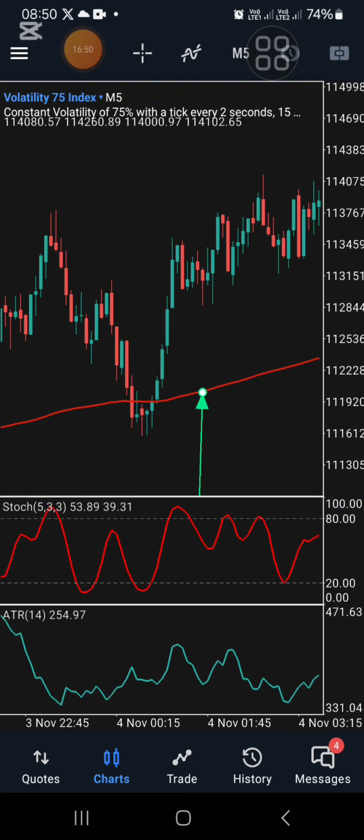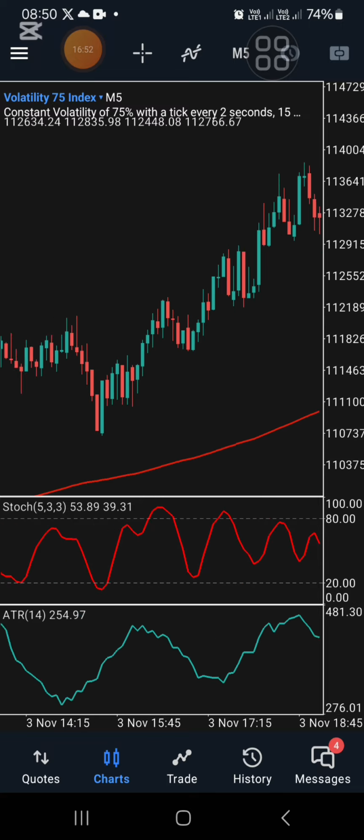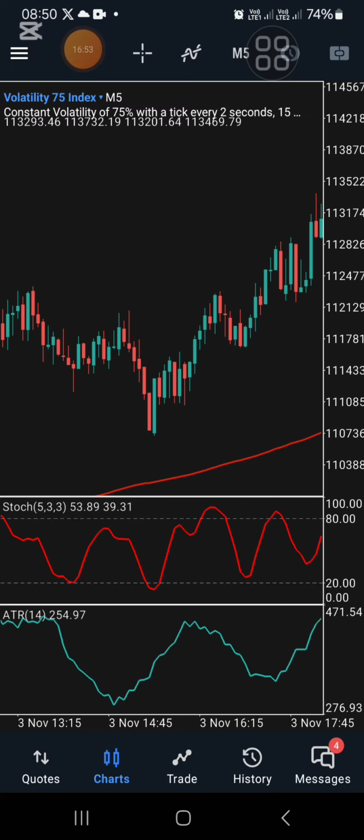So basically this is how this strategy works. If you have any questions, feel free to ask in the description. Thank you so much. We're going to be doing some live demonstrations so that most of you can understand how this strategy works. I'm also in the process of making a trading robot based on this particular strategy.